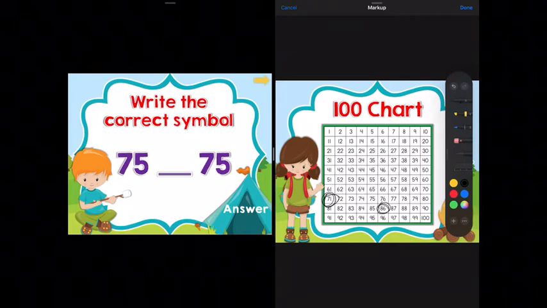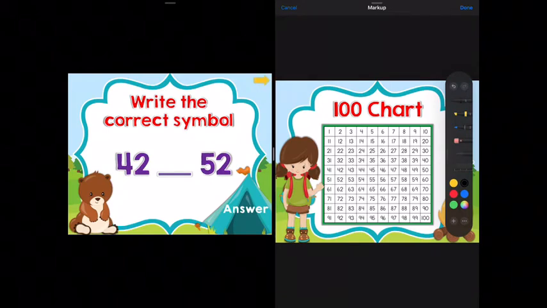Says write the correct symbol. 75, 75. That's the same number. So it has to equal each other. Equal. 75 equal to 75.